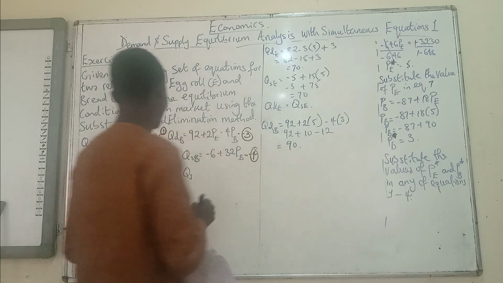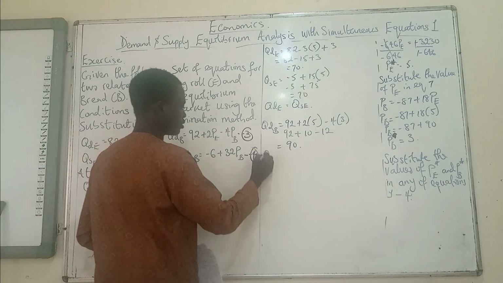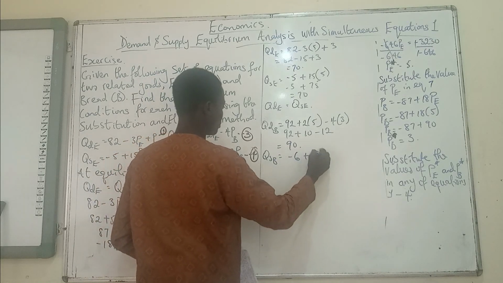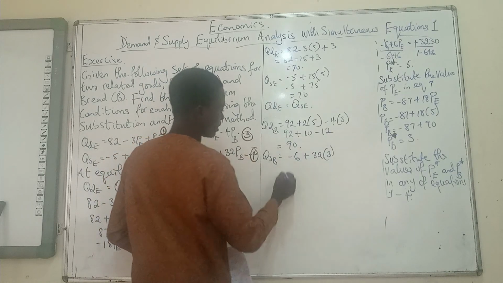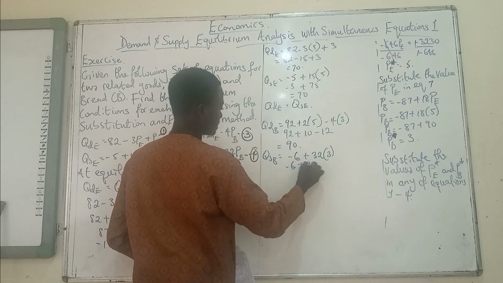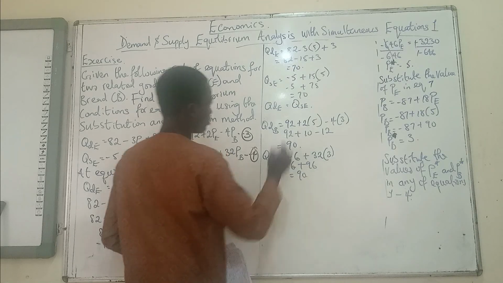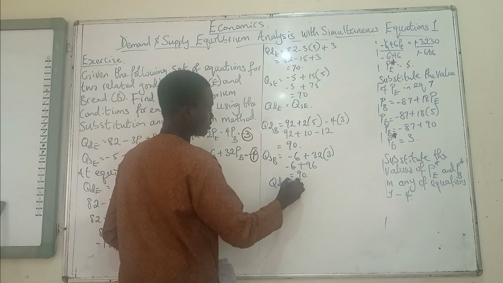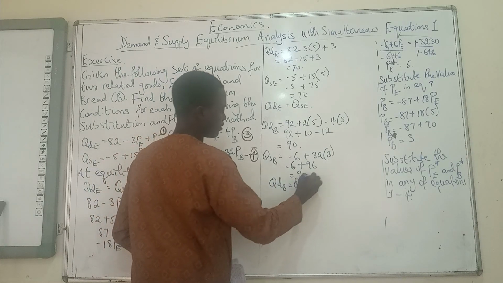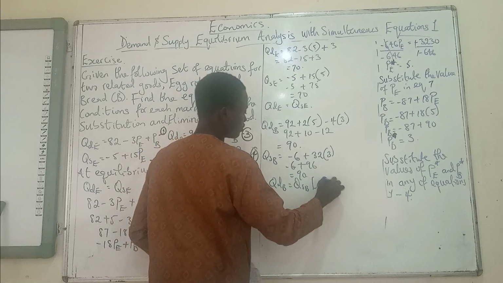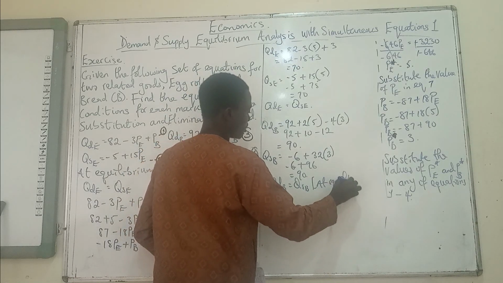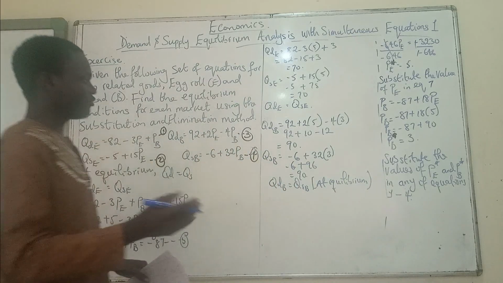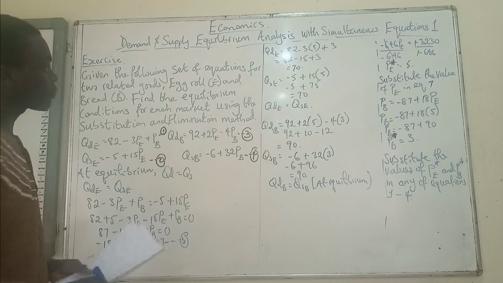Now let's verify using the supply function. So QSB equals minus 6 plus 32 into bracket 3, and that's minus 6 plus 96, and that's also going to equal 90. So at equilibrium, QDB equals QSB. Very good. If one were 80 and the other were 79, if one were 90 and the other were 89, then they'd be in trouble.